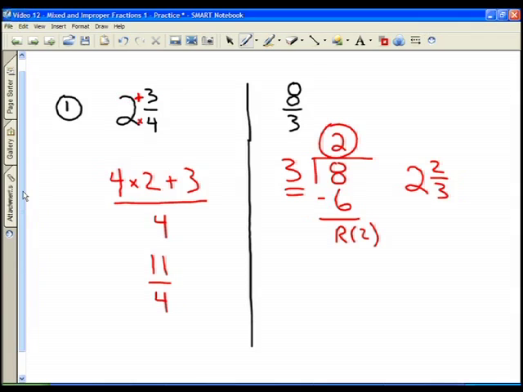Very easy to check that, by the way, because we know there's a multiplication sign here and an addition here. 3 times 2 is 6. 6 plus 2 is 8.